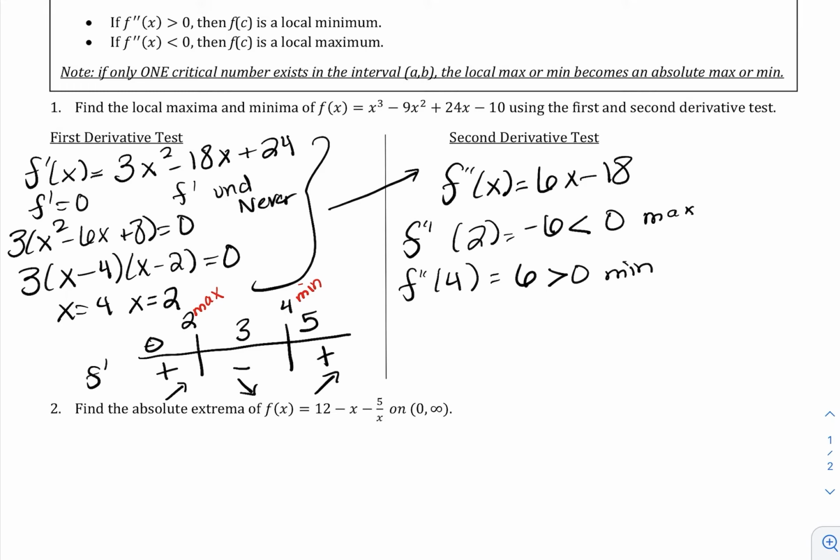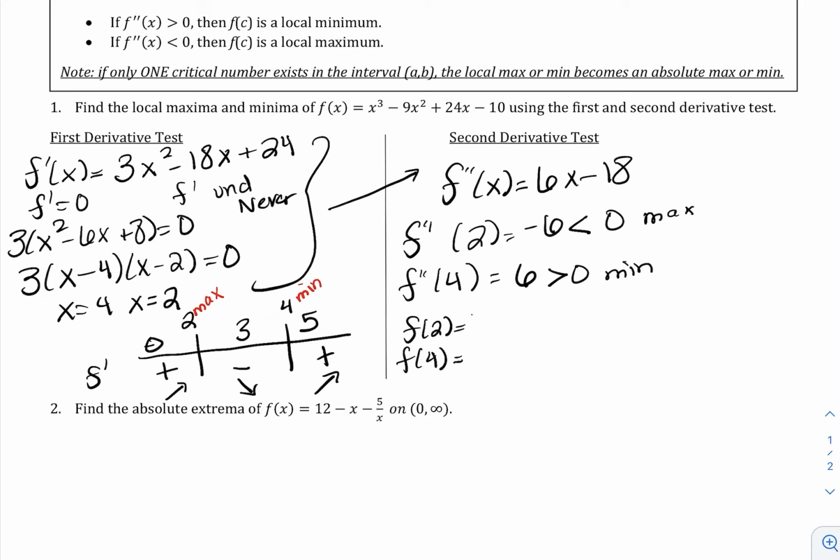And so this is the difference in testing. It'll give you the same answer. Now remember, you still have to find the y's. No matter which test you use, we still need to do f of 2 and f of 4. And again, where do we test them? We test them in the original function.